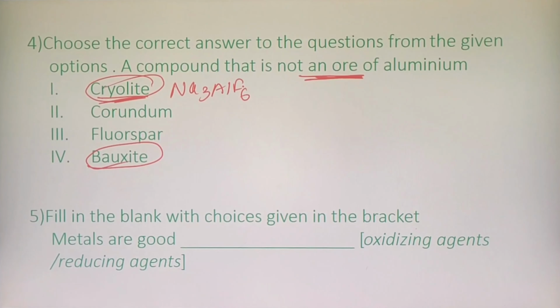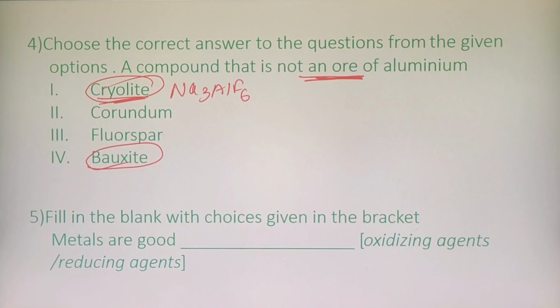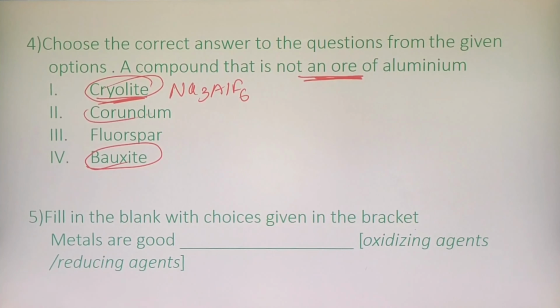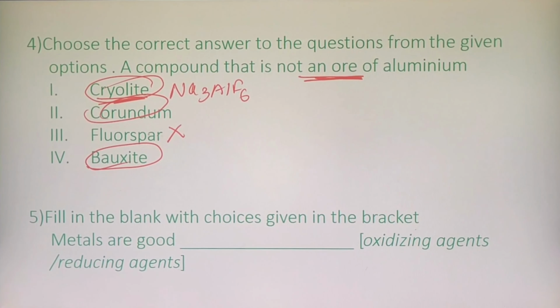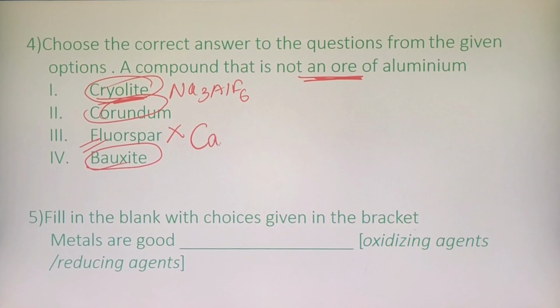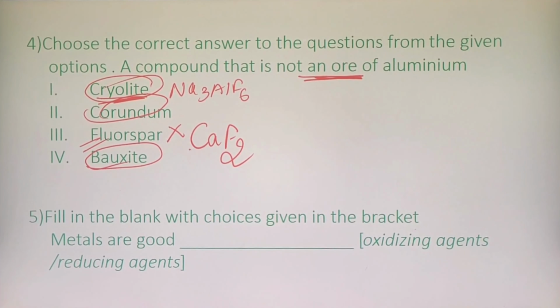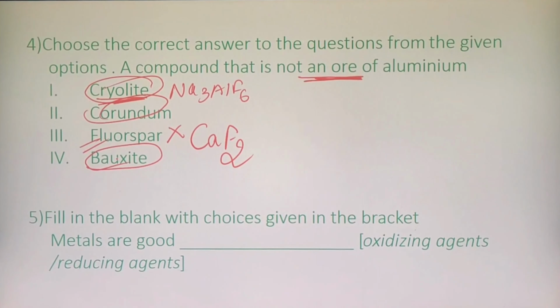Na3AlF6, which is an ore of aluminium. And corundum is also an ore of aluminium. So amongst these, which is the compound which is not an ore of aluminium? The answer here will be fluorspar, because we know fluorspar is CaF2. It is calcium fluoride. It does not have aluminium anywhere. So which is the compound which is not an ore of aluminium? The answer will be fluorspar.